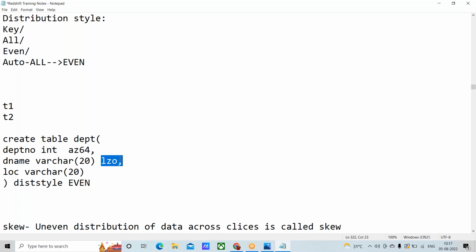So, got it, Samnath? Yes, sir. So the point is, what is encoding? Compression in Redshift is called encoding. Encoding will compress the column values and reduce the disk space. Why do we compress? We compress to reduce the table size. Reducing the table size helps us gain some disk space.